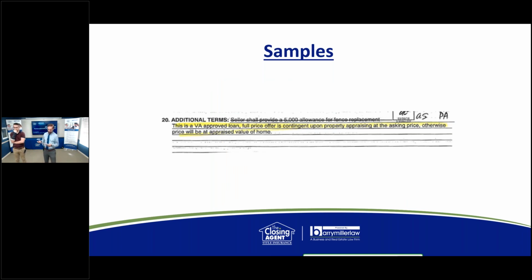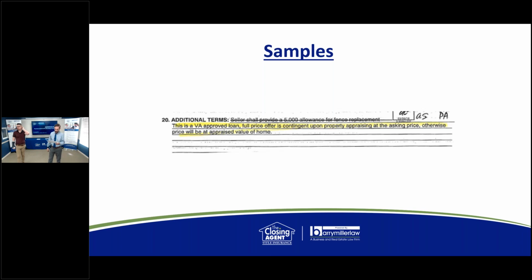This is a VA approved loan. Full price offer is contingent upon property appraising at the asking price. Otherwise, price will be at appraised value of home. Well, first of all, this is a VA approved loan? It's not a VA approved loan because they can't be approved until you enter into the contract. So maybe they're pre-approved, and again, pre-approvals we know are pretty worthless.